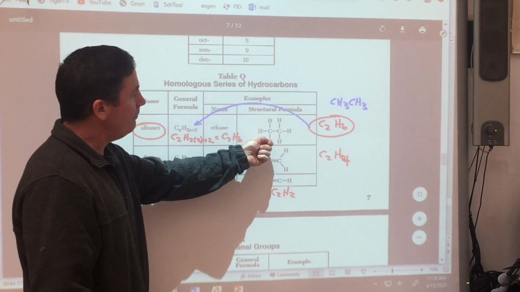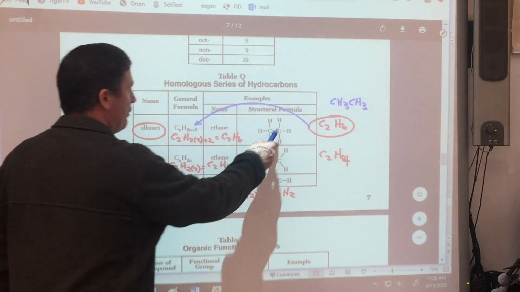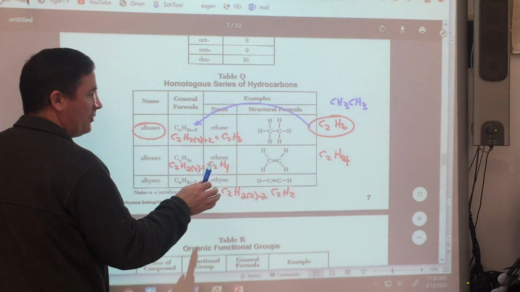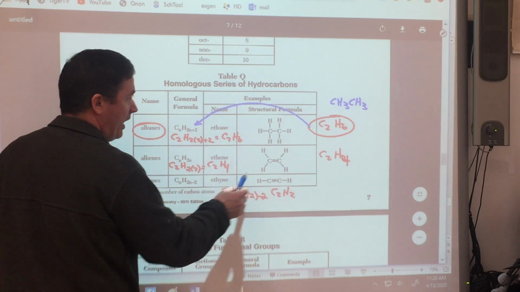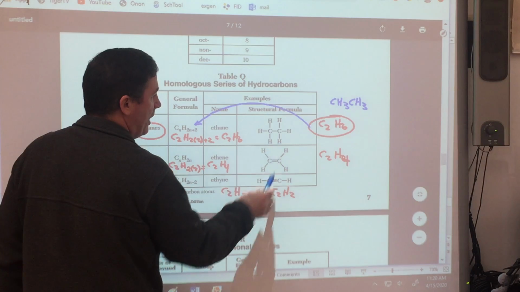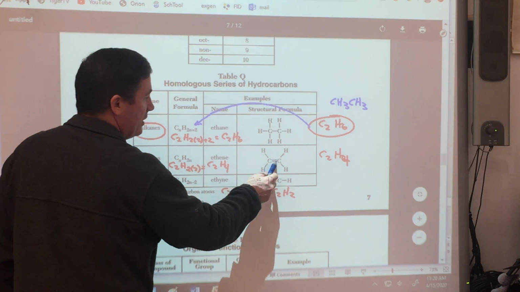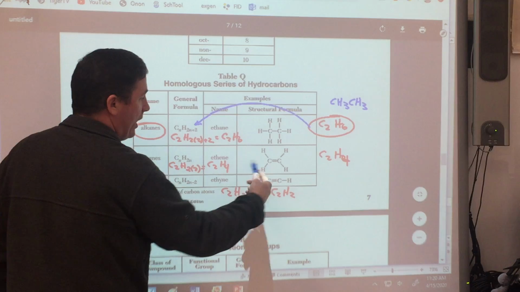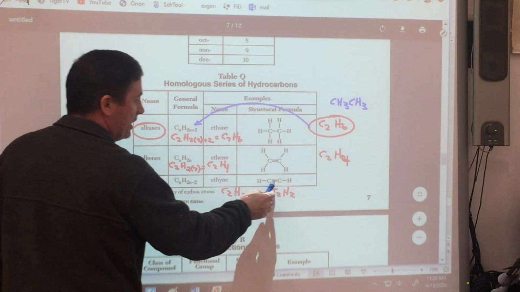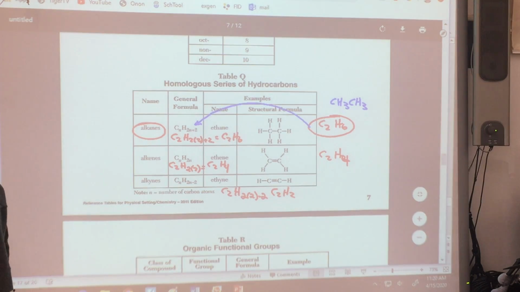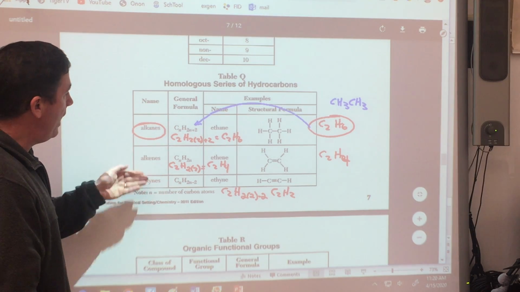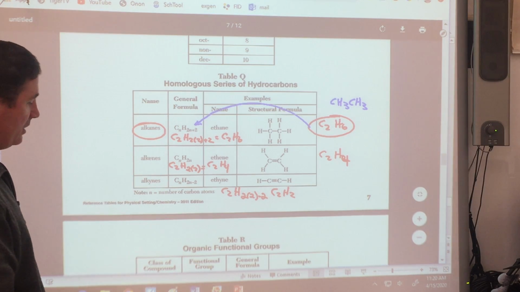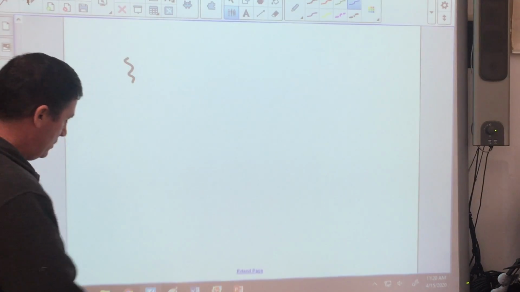So, whatever my structural formula, the easiest way to identify whether it's an alkane, an alkene, or an alkyne is: is there a single bond? Then it's an alkane. Is there at least one double bond somewhere? Then it's an alkene. Is there a triple bond somewhere? That's an alkyne. Okay? So that's the very basics, and you can use that to determine what kind of hydrocarbon it is. Now let's get back to the notes.